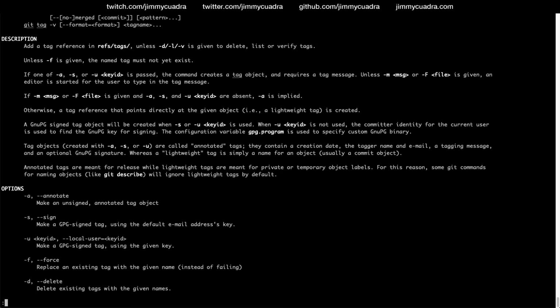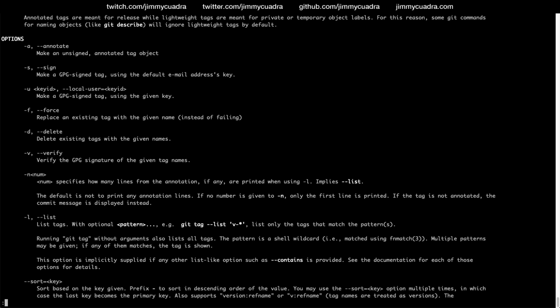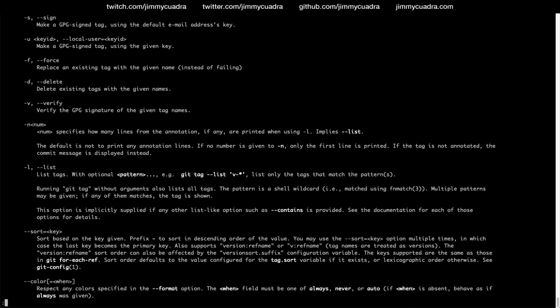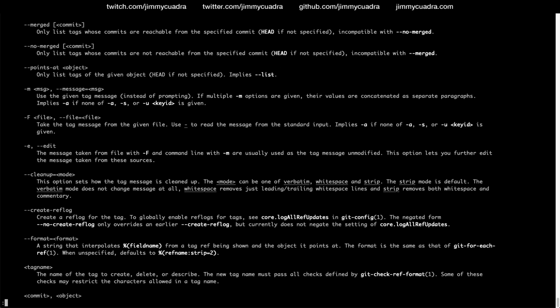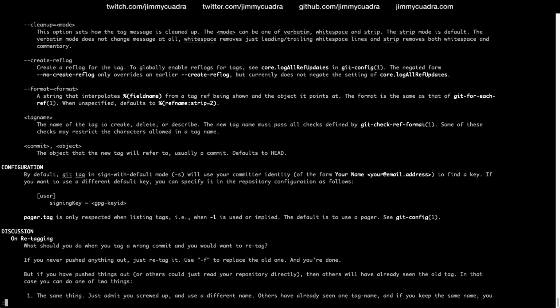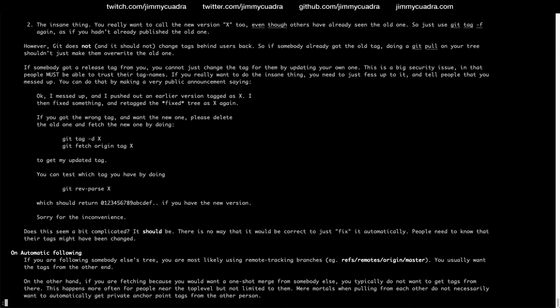Okay, back to what we were doing here. What I wanted to do was list tags with an optional pattern. Is there something about listing? I want it to list the tags along with their SHA.